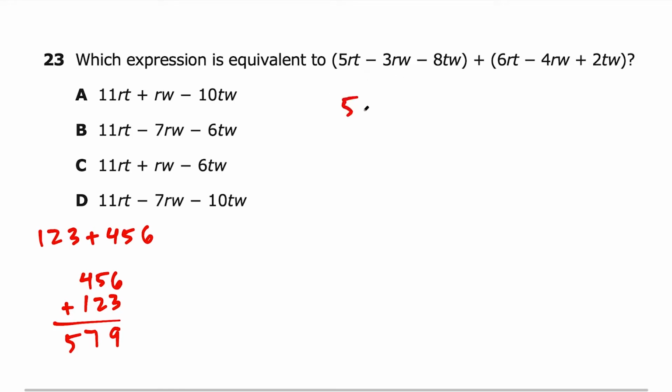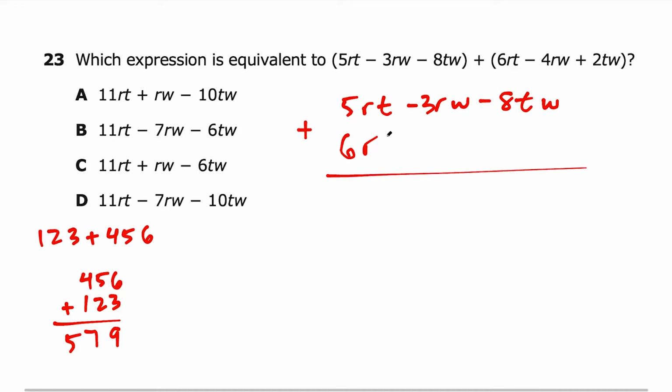So what you could do is you have 5RT minus 3RW minus 8TW, and now I'm going to write 6RT underneath. So we're adding this, so we're in a sense doing long addition, but I'm going to write the RT term underneath this RT term. The minus 4RW, I'm going to write under the other RW term. And then the last term, the plus 2TW, is going to line up with this one. So now I could just go across. I could do negative 8 plus 2. I just combine the coefficients, and that is negative 6.